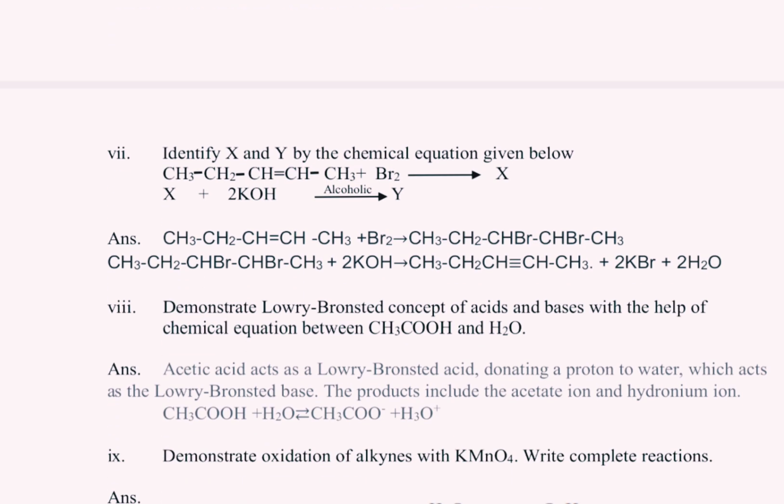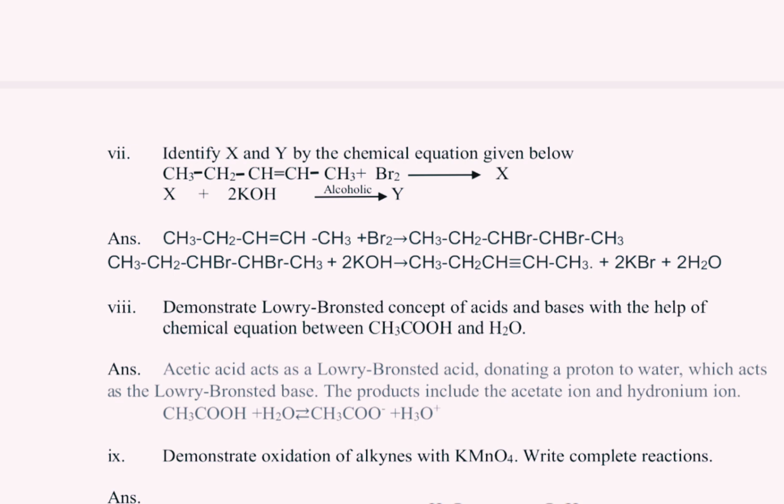Then we have the next question: identify X and Y. The initial stage is a five-member carbon chain, one, two, three, four, five, with a double bond. So it's 2-pentene, and it's reacted with bromine. What will happen? Obviously it interacts with bromine. Bromine is added across the double bond, the double bond is removed, and it becomes 2,3-dibromopentane. And then alcoholic KOH is here, and we know when alcoholic KOH is present, hydrogen bromide will be removed and it generates a double bond.